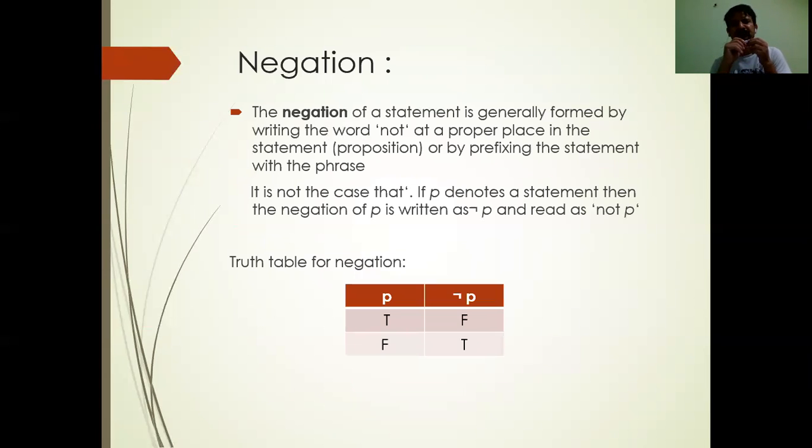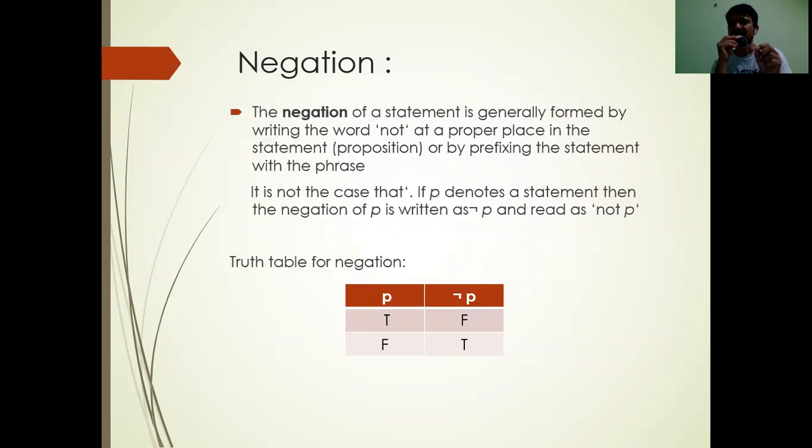Right? So negation. What do you mean by negation? Negation is nothing but not. If P is any statement, and I put not in front of the statement, then that is nothing but the negation. So P, negation of P. If P is true, what is the negation of P? False. Obviously, it is false. If P is false, what is the negation of P? True. So the negation of a statement is generally formed by writing the word not at the proper place in the statement or in the proposition.